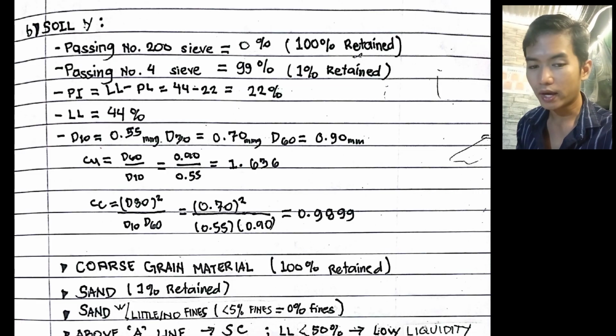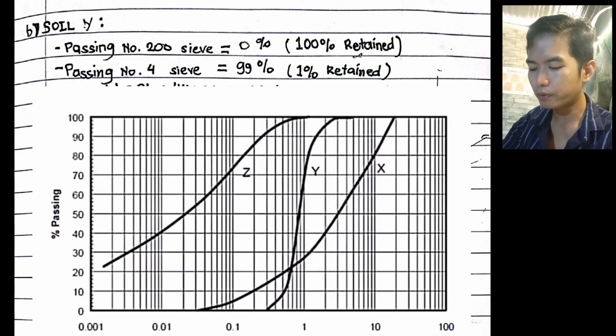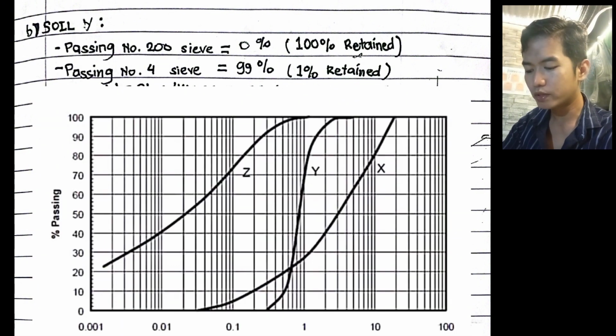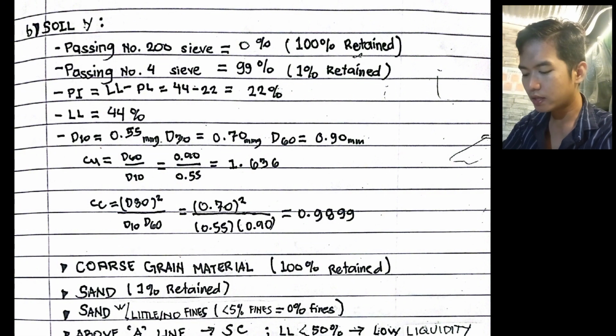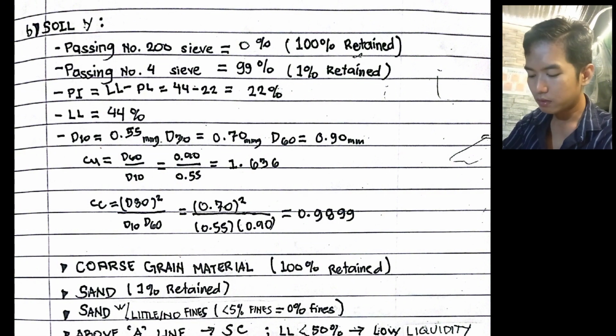So next, in soil Y, we find the passing number 200 first, that is 0%, so 100% is retained. Passing number 4 sieve is 99%. This is plotted, we can estimate it at 99%, and that is 1% retained. And calculating the PI, it is equal to 22%. The liquid limit is given as 44%. Finding the D10, D30, and D60 using the graph, we are ready now to classify our soil.